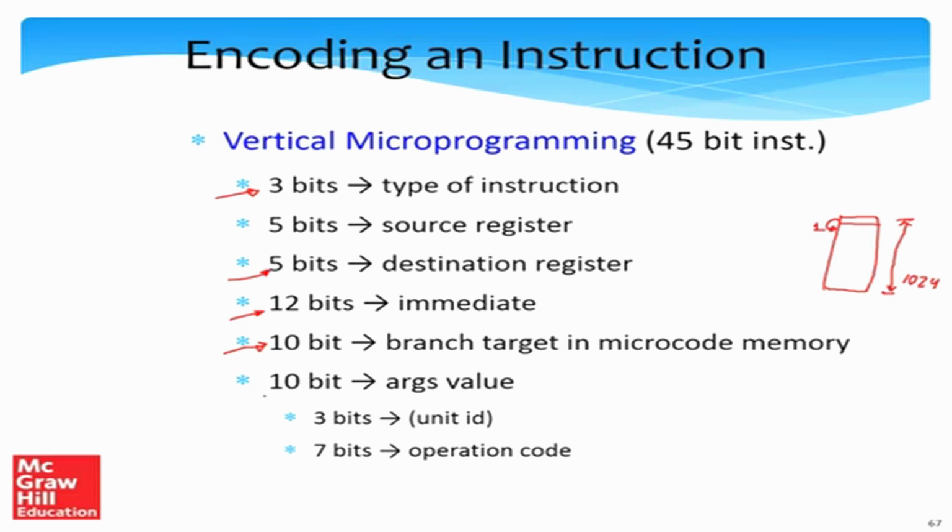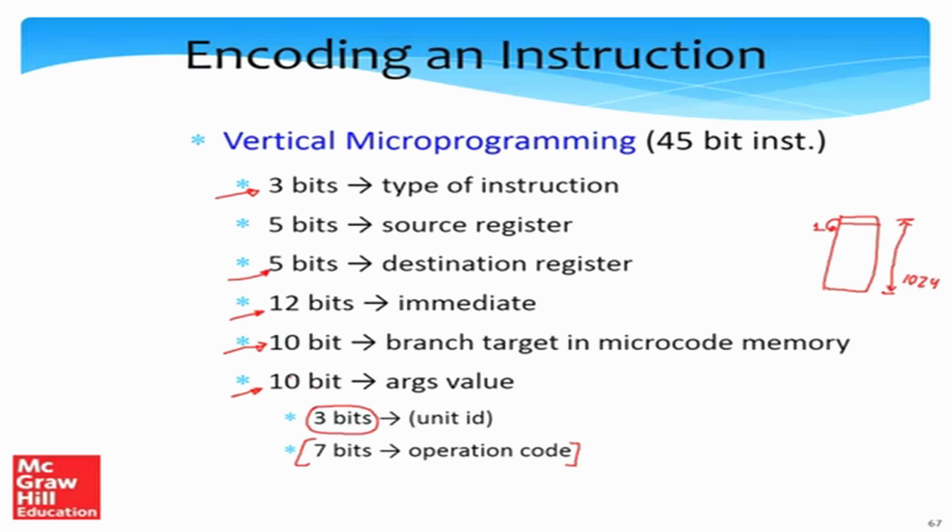Then we can have a 10-bit value for the args field. Out of this, 3 bits can be for the unit ID. So which unit are the arguments meant for? And are they meant for the register file or the memory unit or the ALU? And 7 bits for the type of operation that we want to perform. So this part is slightly over-designed, but nevertheless, over-designing is also useful if you want to extend the design.